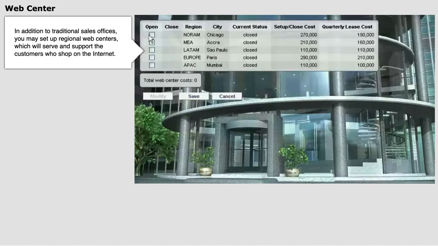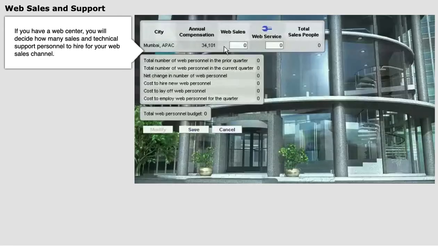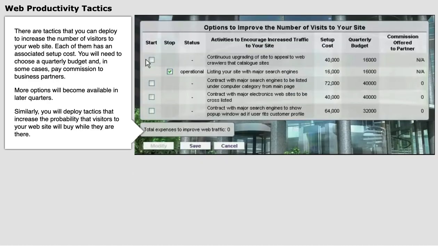In addition to traditional sales offices, you may set up regional web centers, which will serve and support the customers who shop on the Internet. If you have a web center, you will decide how many sales and technical support personnel to hire for your web sales channel. There are tactics that you can deploy to increase the number of visitors to your website.